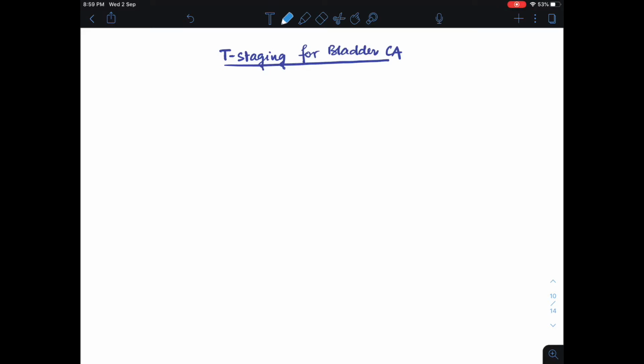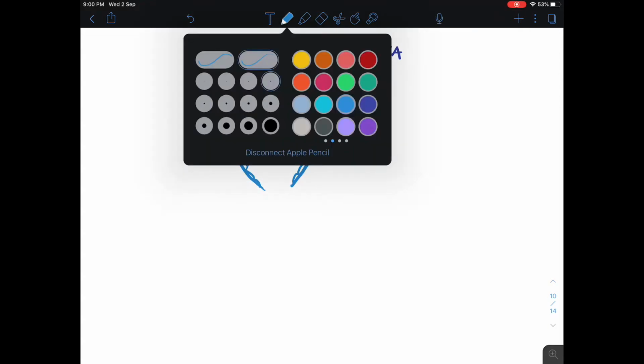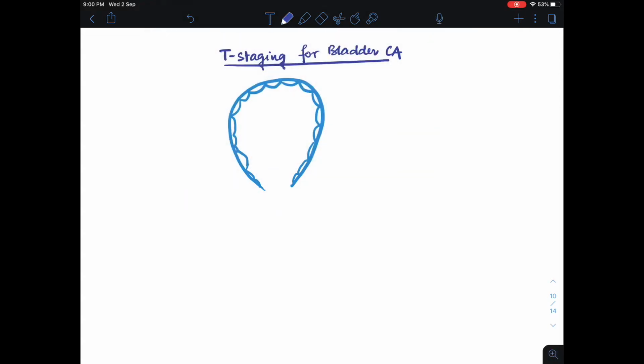to remember the stage and the management, we should initially draw a diagram of the cross section of the bladder where it is lined by transitional epithelium. Now the main characteristic feature of the bladder is that it lacks a submucous coat.